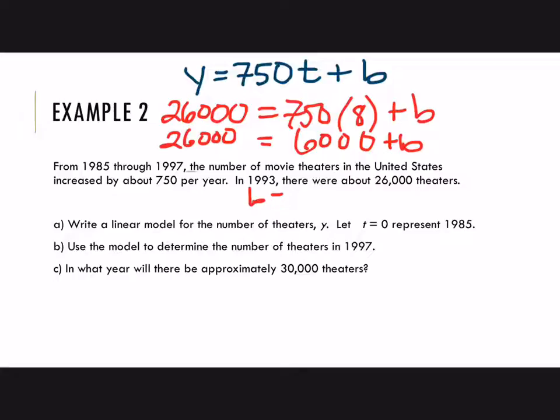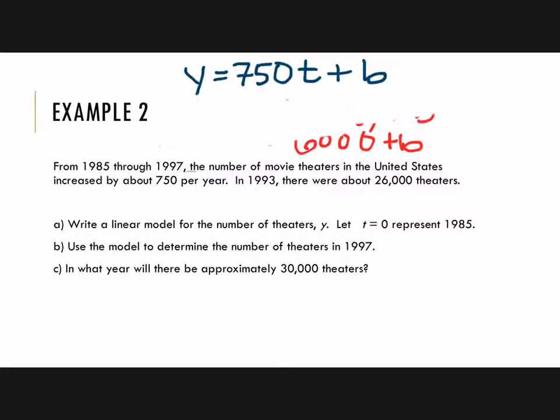All right, now you could have found the same thing if you started at 26,000 and subtracted 750 repeatedly, kind of backing up from 1993 all the way back to 1985, then you should end up with the same thing, 20,000. All right, so then write a linear model. We can finish this one off now. For part A, I can substitute back in what I know the y-intercept is, 20,000.